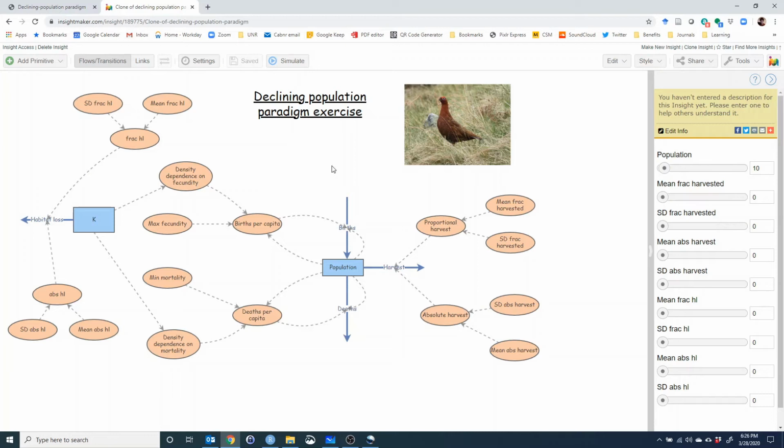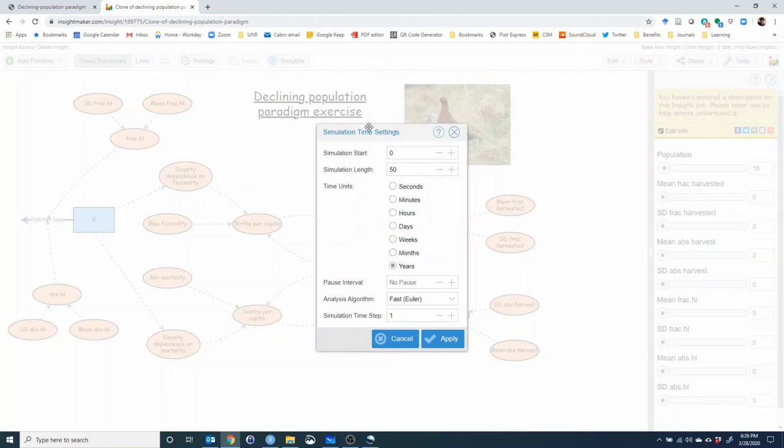All right, so now let's start playing around with deterministic processes. And let's start with harvest. We've done a little bit of exploring harvest models, but we can do a little more here. And let's first of all just make sure that your simulation length is running for 50 years.